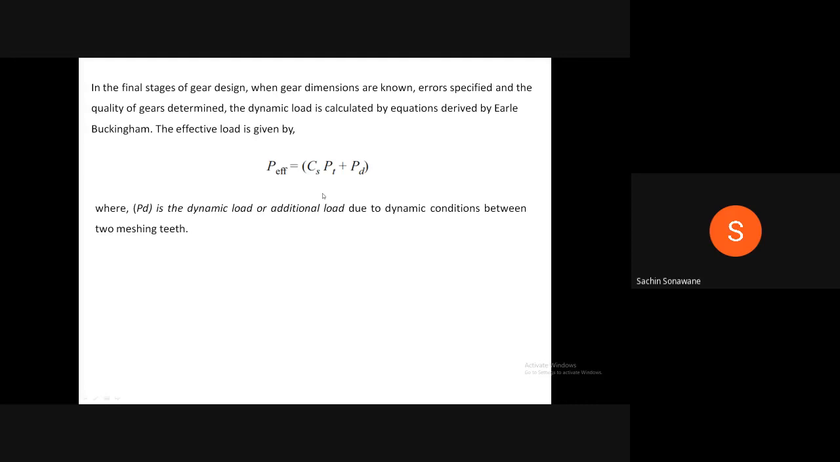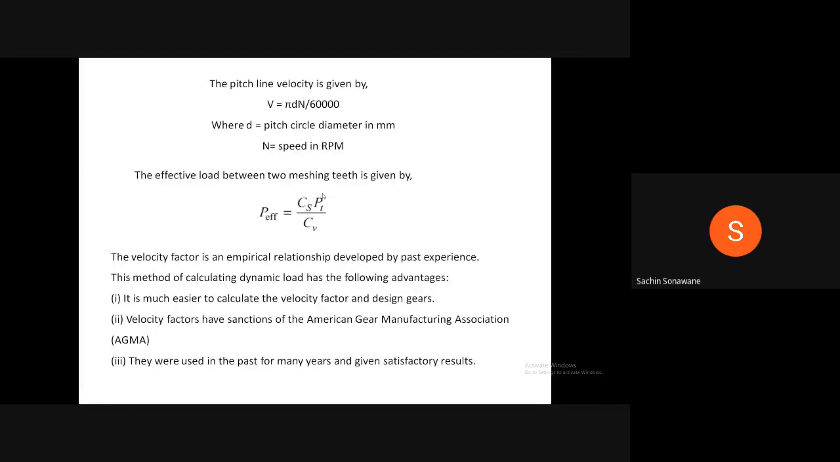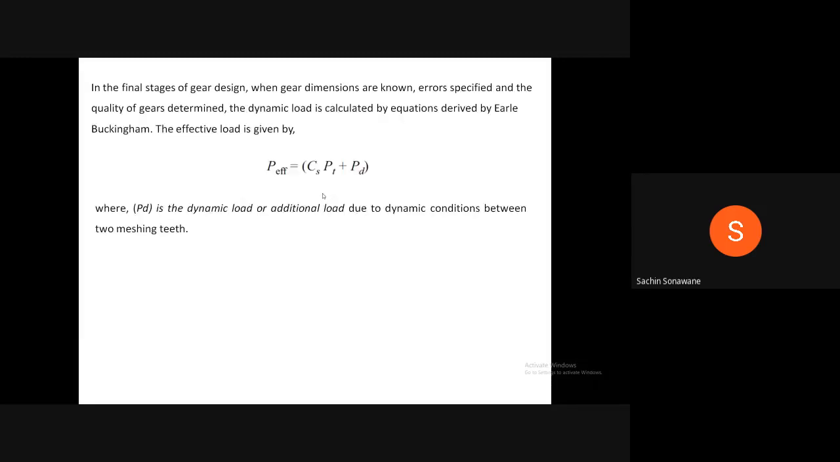Therefore, in the preliminary stage of gear design, we have to use the formula P effective is equal to Cs Pt upon Cv. And in the final stages of gear design, when we know all the dimensions of the gears, that is module, pitch circle diameter, number of teeth, addendum circle diameter, dedendum circle diameter, then we can use the formula P effective is equal to Cs Pt plus Pd, where Pd is the dynamic load or additional load due to dynamic conditions between two meshing teeth.